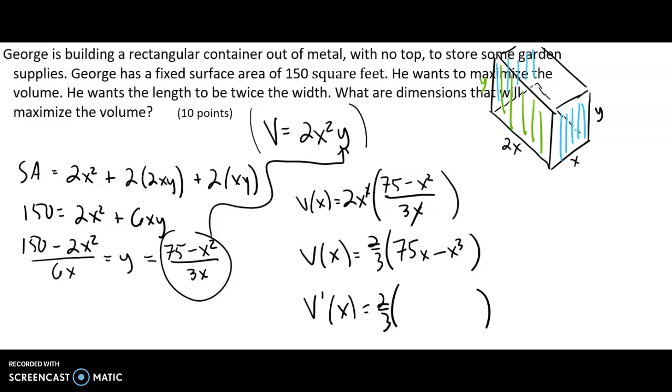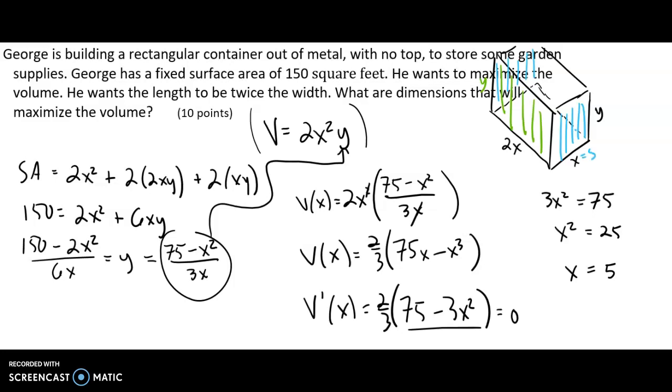I'll leave it like this and then take the derivative, constant multiple rule: 75 minus 3x squared. And then we take this and set it to 0. When does that equal 0? That would be 3x squared equals 75. Divide by 3, and we get a nice integer answer. Square root of 25, plus or minus, but in this case we only have to worry about the plus. So that gives me my value for x that should maximize the volume. x should be 5, okay?